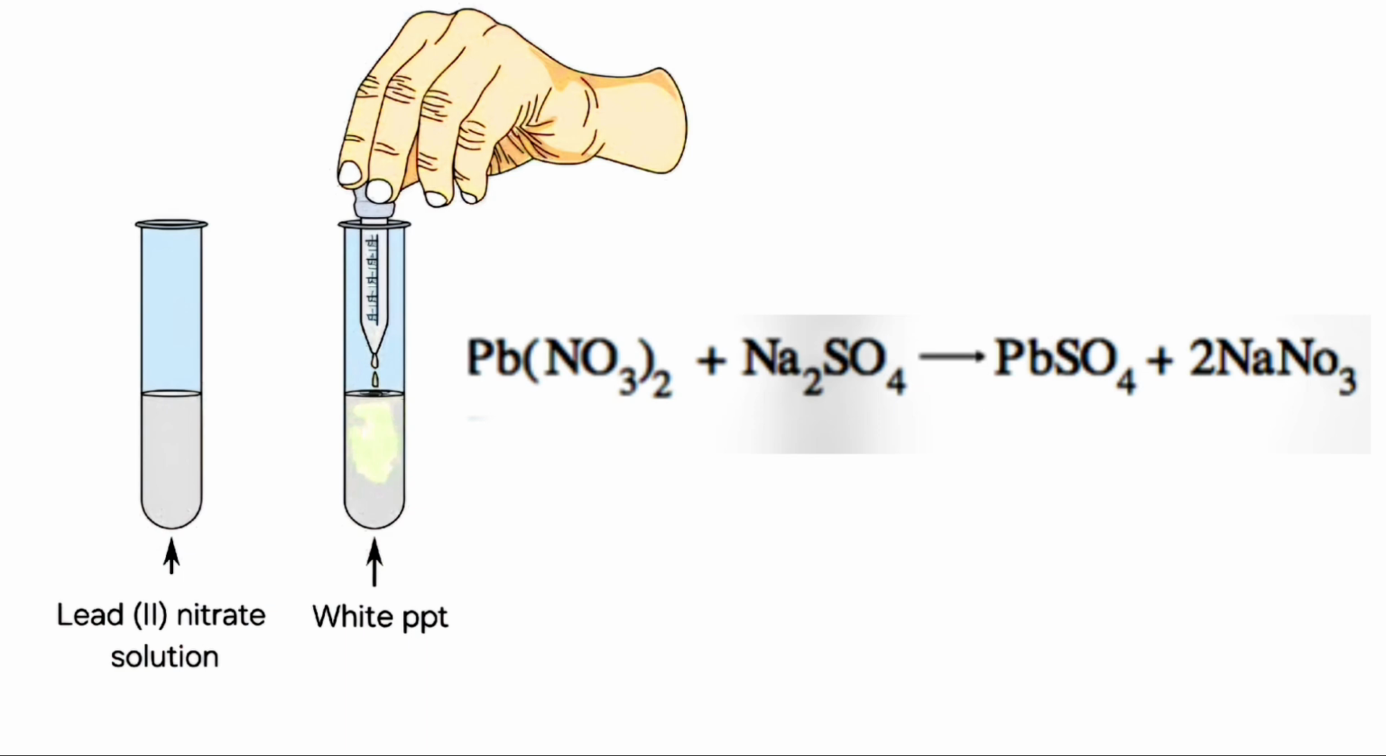Now, lead 2 nitrate will react with sodium sulfate to form lead sulfate and sodium nitrate. Sodium nitrate, of course, is soluble. All salts of sodium are soluble. What about lead 2 sulfate? This is an insoluble salt. So what should we be expecting? A white precipitate will be formed. So the one that has a white precipitate is the one that contains lead 2 ions. And as such, we have managed to identify each of these 3 salts.